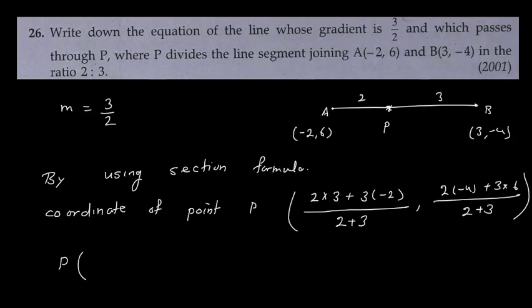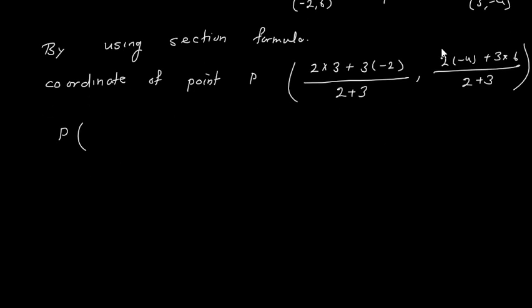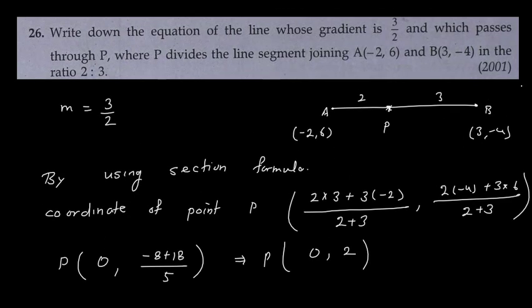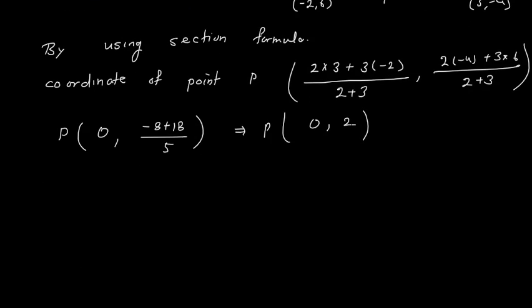So the coordinate of point P will become 6 minus 6 is 0, so this will become 0, and here it is minus 8 plus 18, so minus 8 plus 18 divided by 5. So this gives me the value of P as 0 comma 10 upon 5 is 2. So 0 comma 2 is point P. So we have to find the equation with slope 3 by 2 and passing through this point.